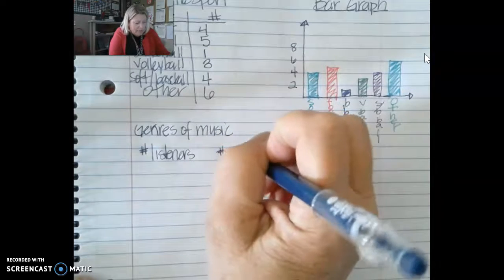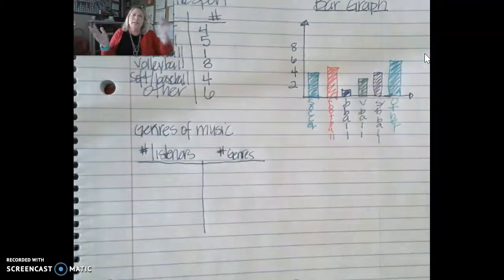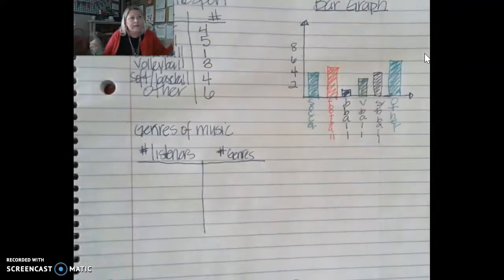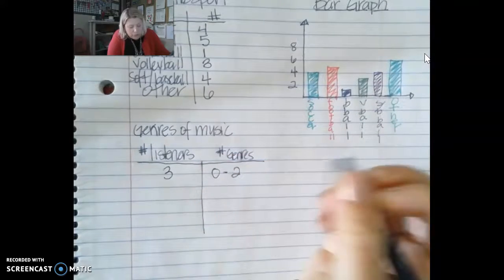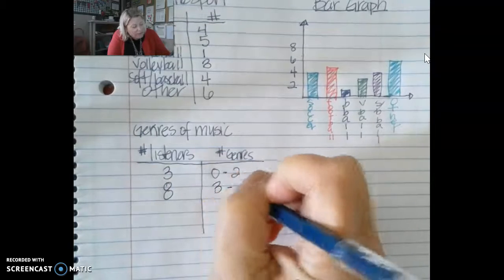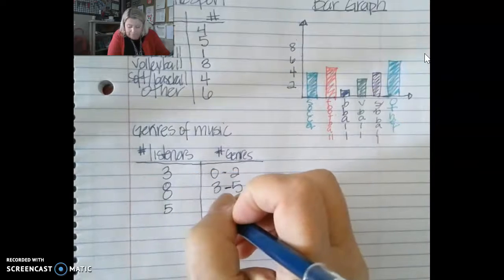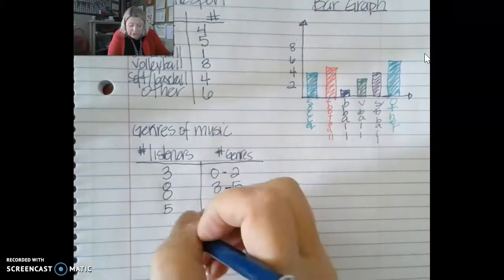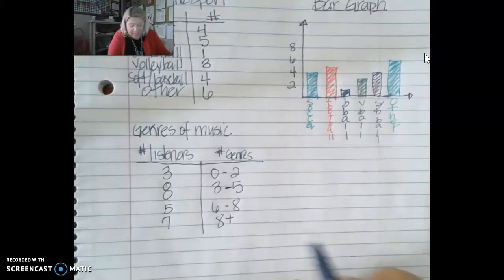So like, say you listen to rock and rap. Let's say you listen to country and rap. Let's say you listen to heavy metal and classical, whatever it is. So let's say we have 3 listeners that listen between 0 and 2 genres of music. Let's say I have 8 listeners that listen between 3 and 5 different kinds of music. 5 people listen to 6 to 8 different genres, and 7 people listen to 8+ different. And I'm actually in that 8+ genre, like that much more stuff.